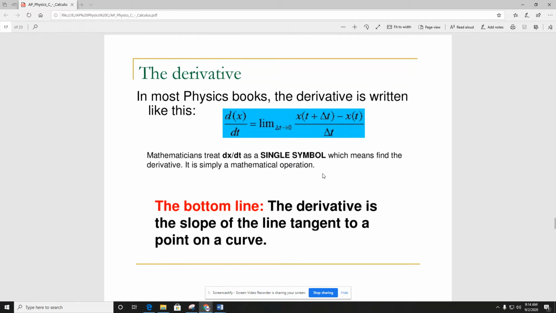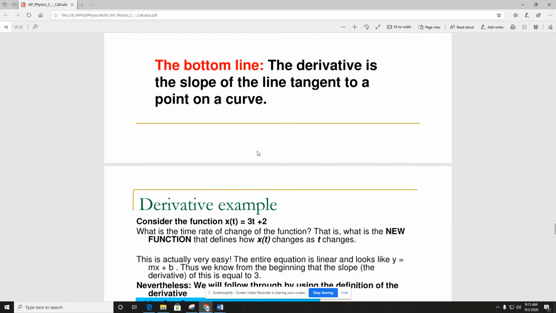When I talked about velocity, it should have been instantaneous velocity. In most physics books, the derivative is written like this: the derivative of position with respect to time, which would be the instantaneous velocity. This is treated as a single symbol, which means find the derivative. It's just a simple mathematical operation. The bottom line you need to know is the derivative is the slope of the line tangent to a point on a curve.